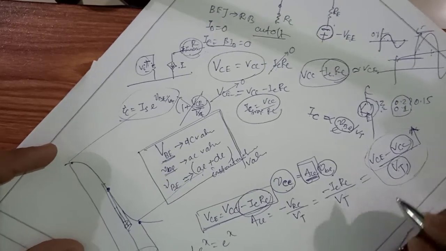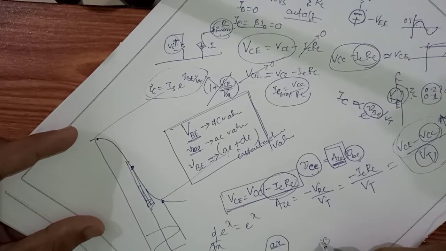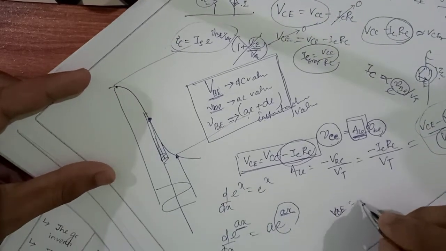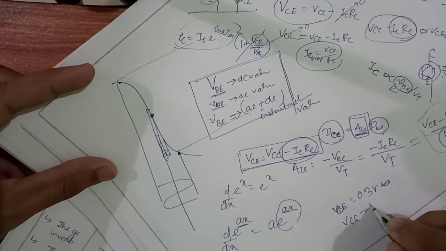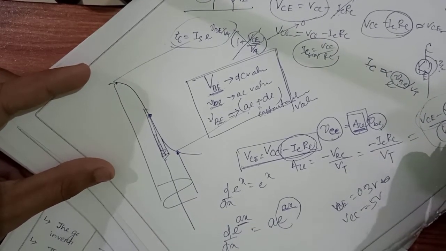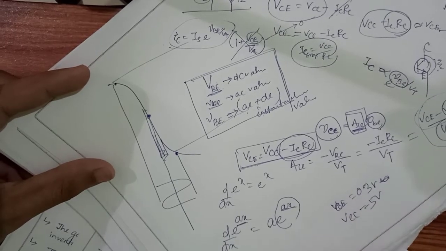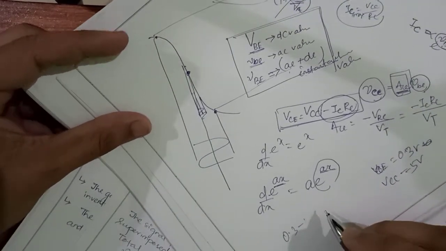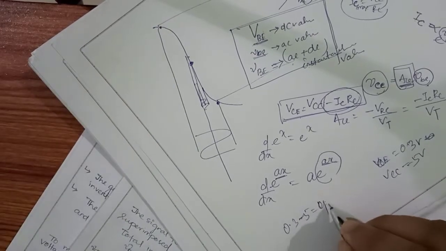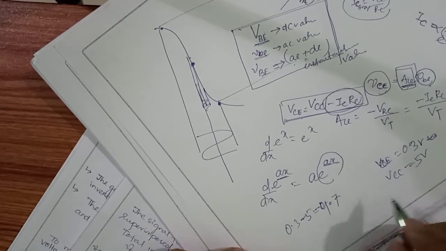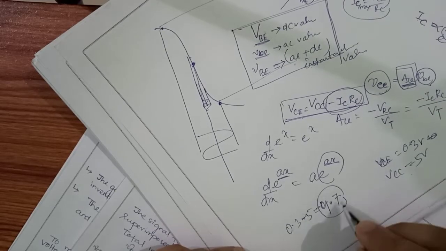This value is fixed. Let's take V_CE as 0.3 volt, V_CC as 5 volt, and the V_T value is fixed. I can't change V_T. So V_CE 0.3 minus 5, which is nothing but minus 4.7. Now how can I increase this value?